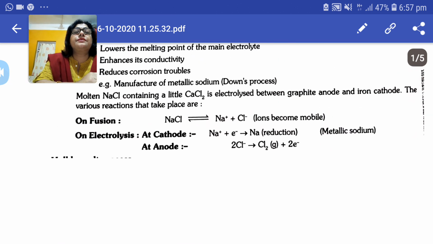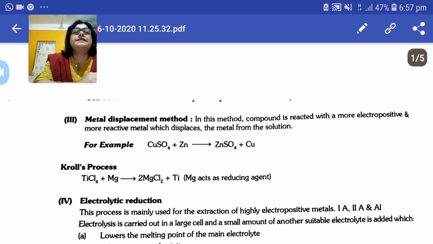Now the next reduction process we will see is the metal displacement method. In this method the compound is allowed to react with a more electropositive and more reactive metal which displaces the metal from the solution. This is just like the single displacement reaction. Here we treat the compound with a very reactive metal, more reactive than copper. Suppose we have taken zinc, so we will get zinc sulfate plus copper. So the metal displacement reaction is also a process with the help of which we can reduce a metallic oxide to metal.